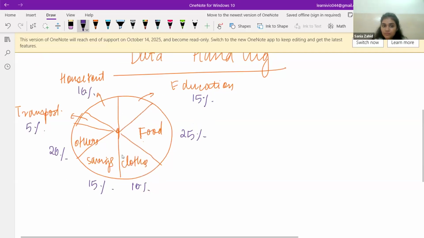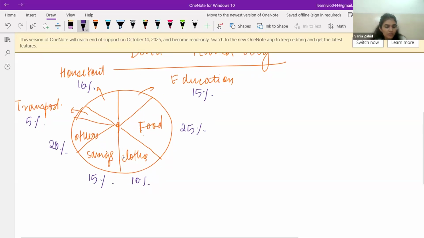Ma'am, food. Tell me for which of the expenditure? Ma'am, food. Okay. So the answer for the first one becomes food. Why? On food it was maximum.